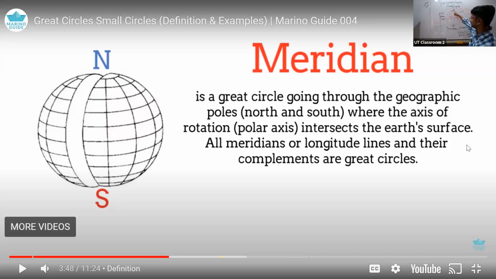Look, these lines are the same. So the circles made by these lines will also be the same. Okay.